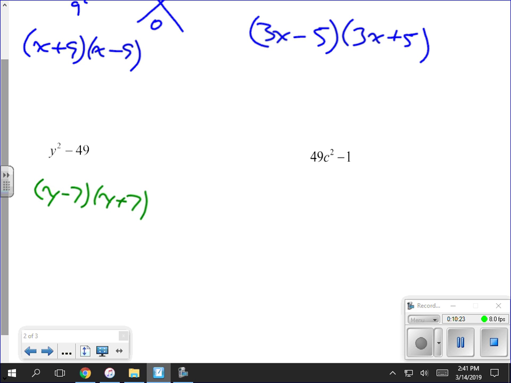This one's a little trickier. With the 49, that's 7c. Square root of 1 is 1, so this is 7c plus 1, 7c minus 1. 1 is the square that throws everybody off for some reason, but it's the easiest square to do. Questions?